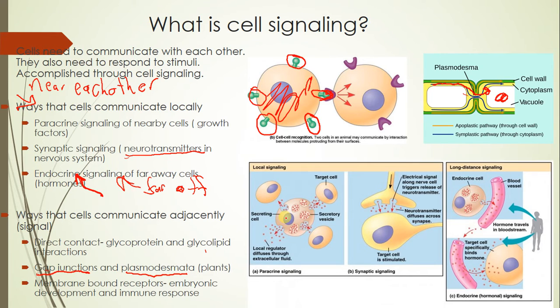So, for example, here's a review picture about local signaling: secreting specific chemicals or different signaling molecules to alert other cells to a change in condition. Long-distance signaling, like hormones in the endocrine system that might travel through the blood, and synaptic signaling between neurons that release those neurotransmitters that are the signaling molecules.